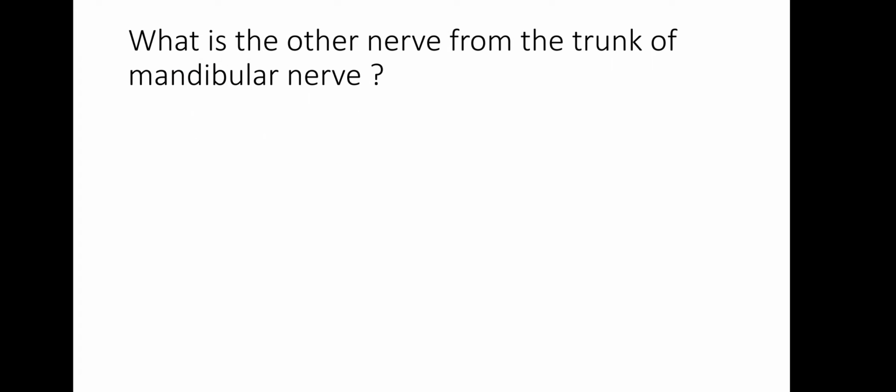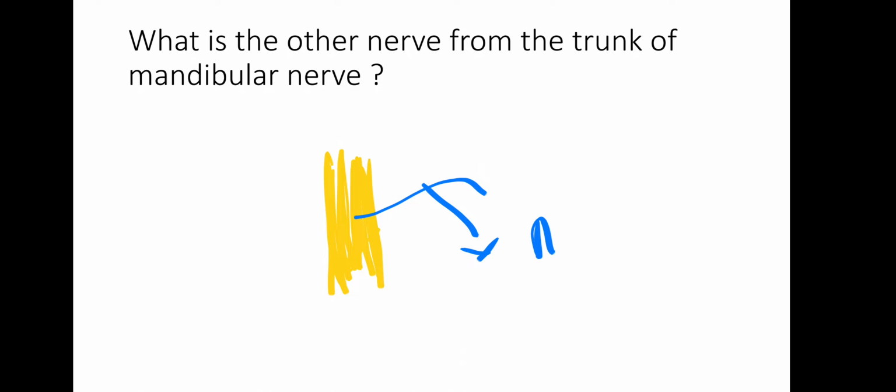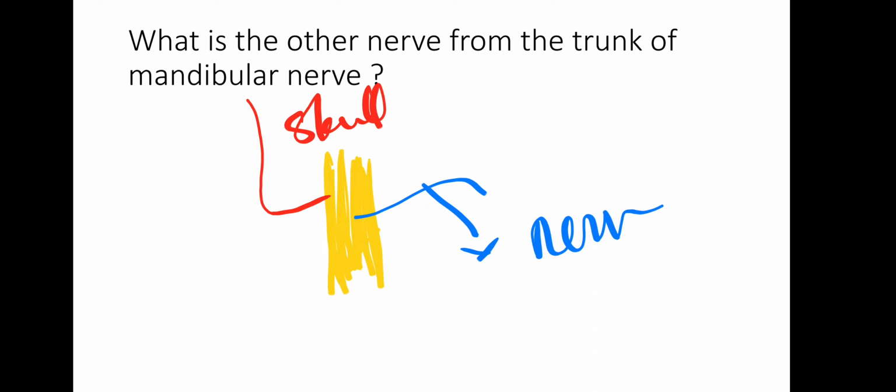So coming back to the end of this session, as I said, one of the branches from the trunk of the mandibular nerve is the nerve to medial pterygoid. What is the other branch from the trunk of the mandibular nerve that goes again back into the skull? That is for you to ponder.